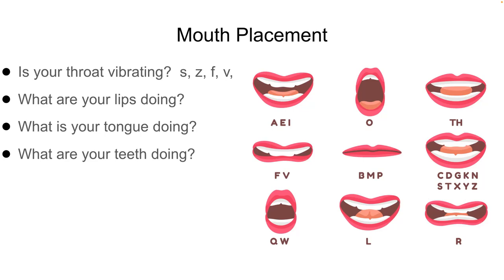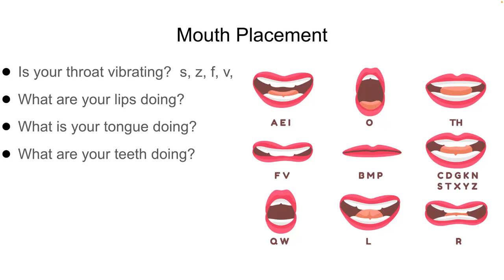So one of the big things we teach students is to place their hands on their throat to feel the vibration. So for example, when we make the S sound, there's no vibration in the voice box. It's just S. However, when we make the Z sound, it's Z. I tell them it's like a little insect. You can feel it buzzing. The same thing with F and V.